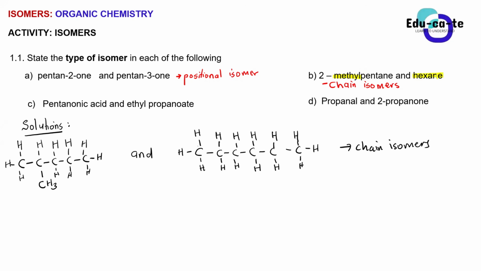But hexane is just a straight chain. There's no branch there. We haven't been told of an alkyl substituent, because from the name we are supposed to identify the alkyl substituent. So we can say that that's unbranched. So basically, those are chain isomers. So do you guys see that?